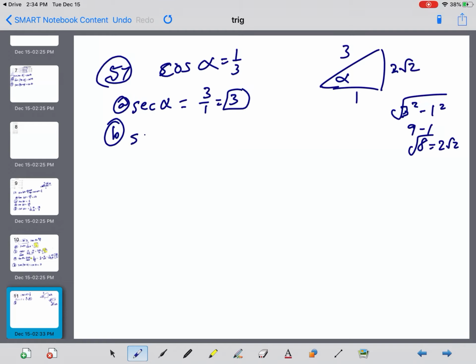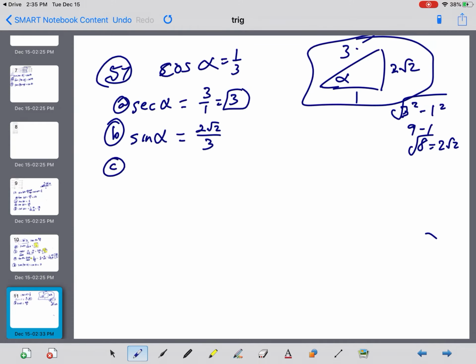All right, that's A. B asks for the sine of sigma, or whatever Greek letter this is. And sine of sigma is opposite over hypotenuse, so it's 2 square roots of 2. I'm going to just use these side lengths. 2 square roots of 2 over 3. And we're done with it.